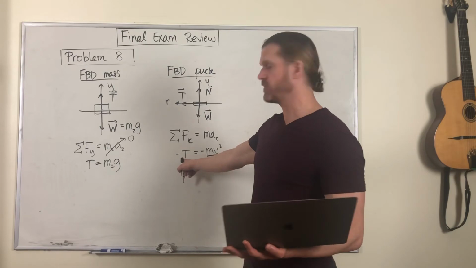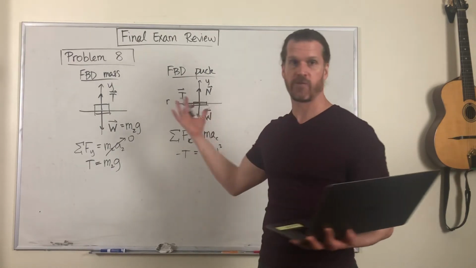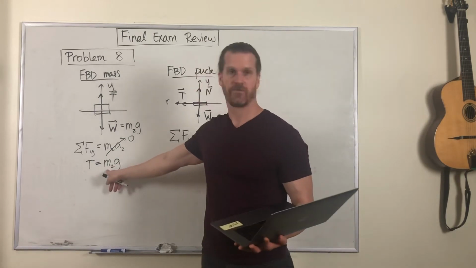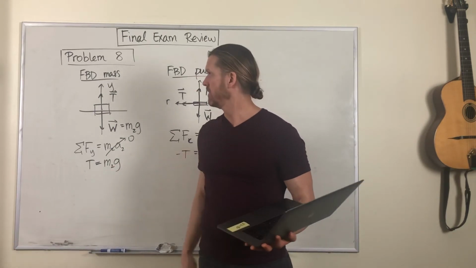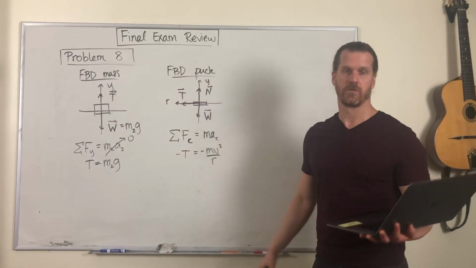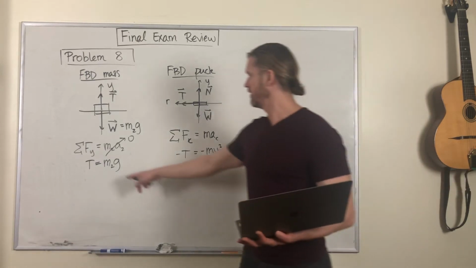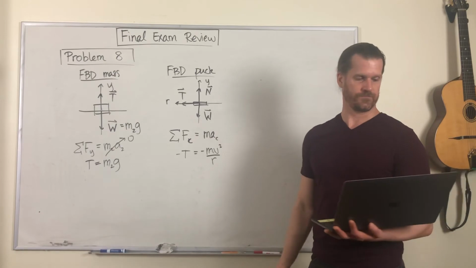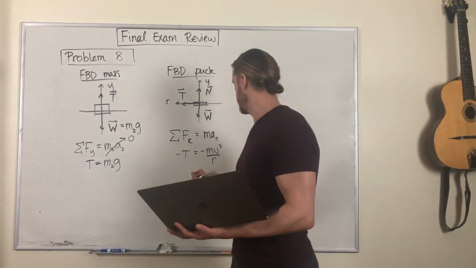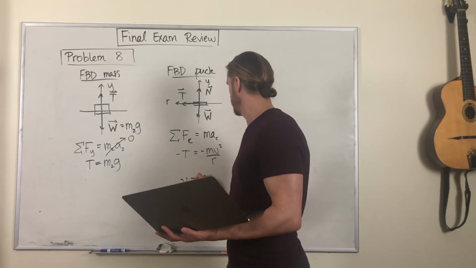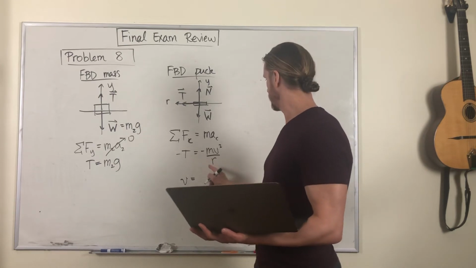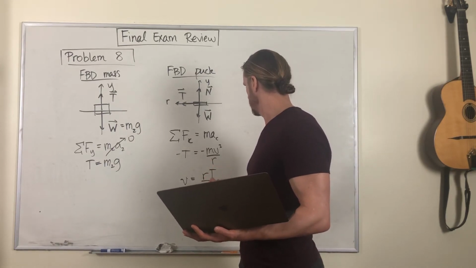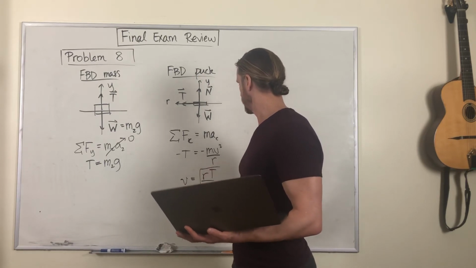And this tension force, because there's a string connecting both objects, is the same as the tension force we found for the string holding up the hanging mass. So these two tensions are the same value. And that means we can solve for the speed of the puck with a little bit of algebra. v equals the square root of RT over M.